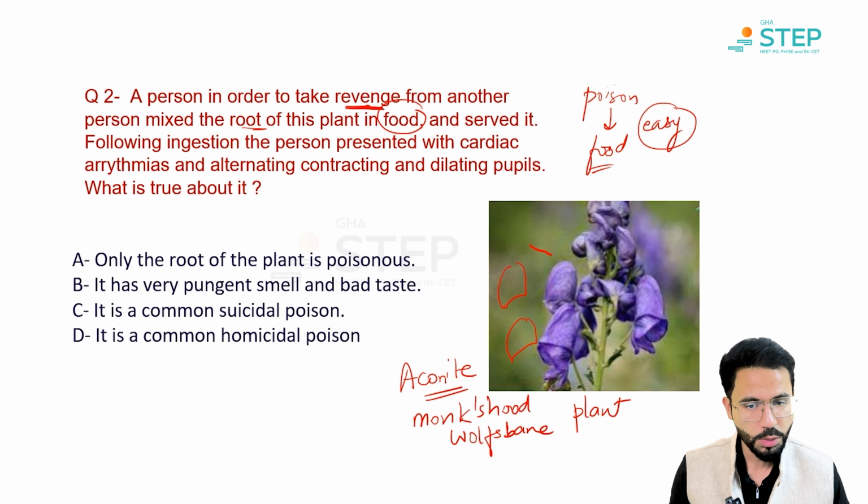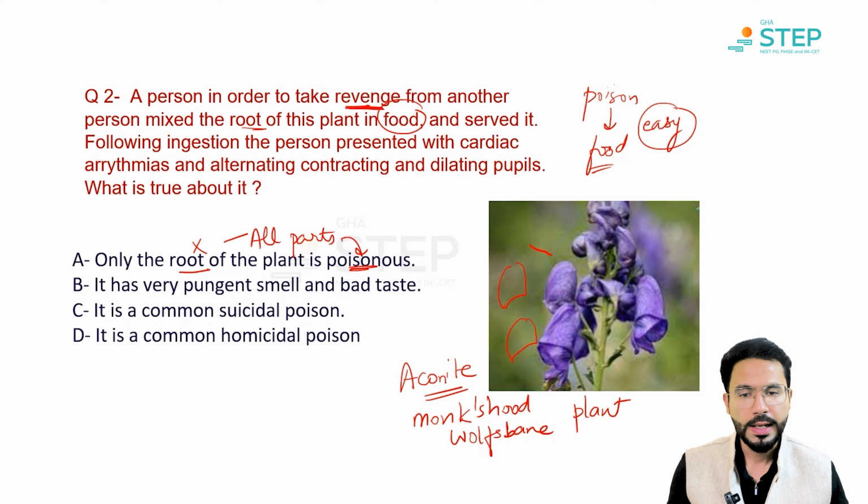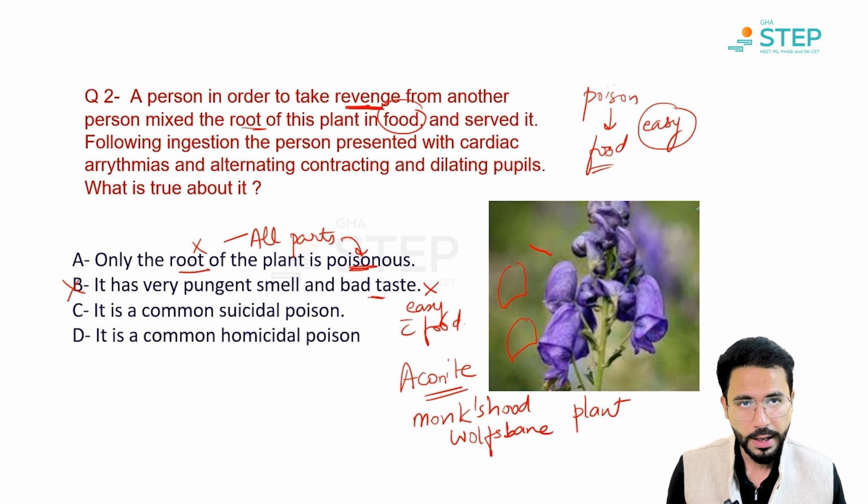The question says root, but we know that if this is aconite, only the root, nay, all parts are poisonous. It has a very pungent smell and bad taste. No, because it was easy to give in food. So it is not the correct answer. It is a common suicidal poison. No, it is not a common suicidal poison.